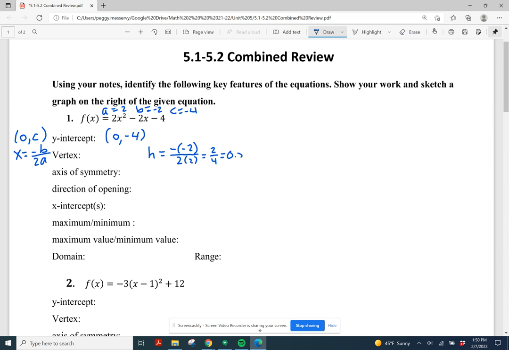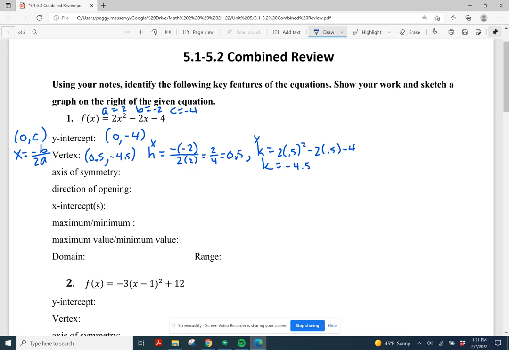I think I'll write it as a decimal this time. You could also write it as 1/2. Now to find the k value, the y value of the vertex, so this is my x value of the vertex, this is my y value of the vertex. We're going to plug that value back into the function. And we're going to grab a calculator and find out what our vertex is. Alrighty. So if we plug that into the calculator, we get -4.5. So our vertex is 0.5 or 1/2, and then -4 and 1/2.